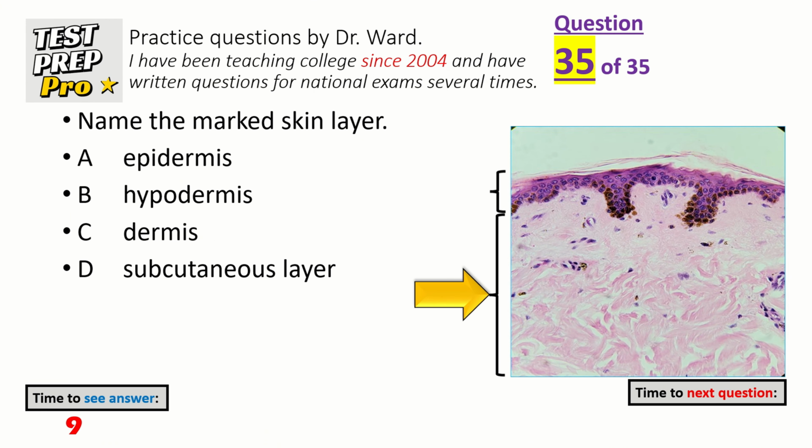Name the marked skin layer. Again, not the top layer, but it's one layer underneath the top. What do you call that layer of skin? The dermis. And that's it. That's the last question.